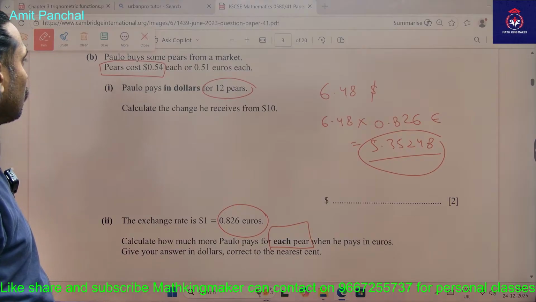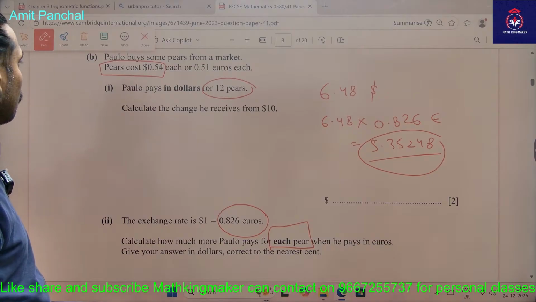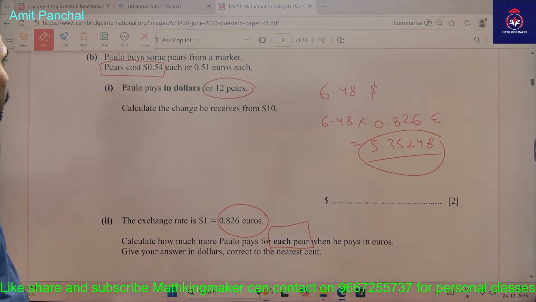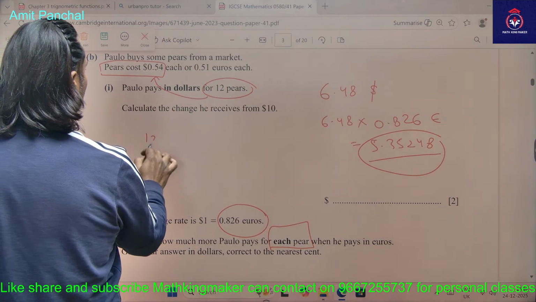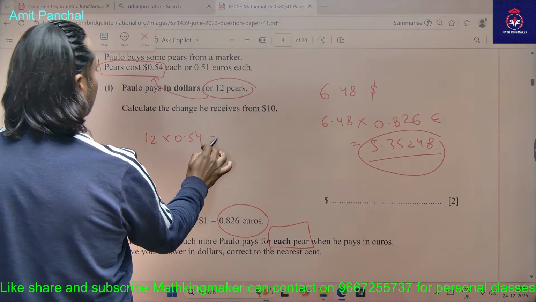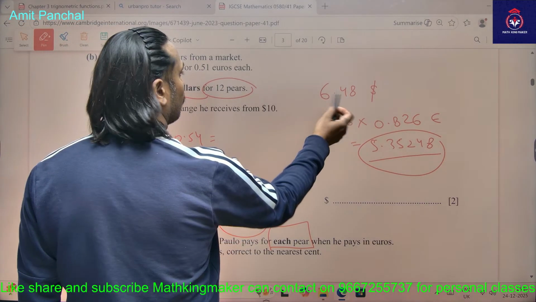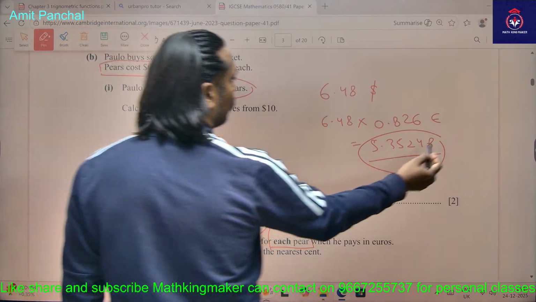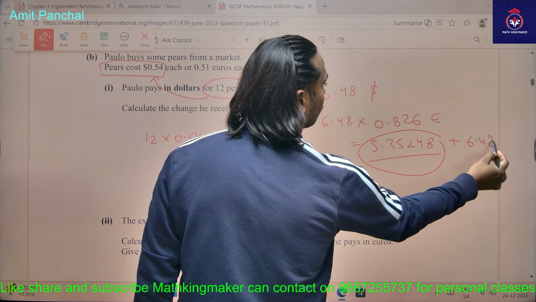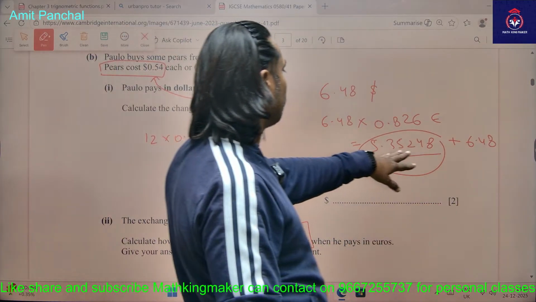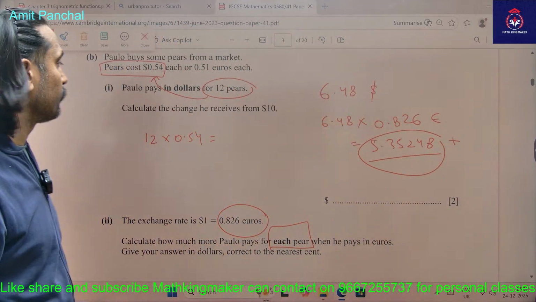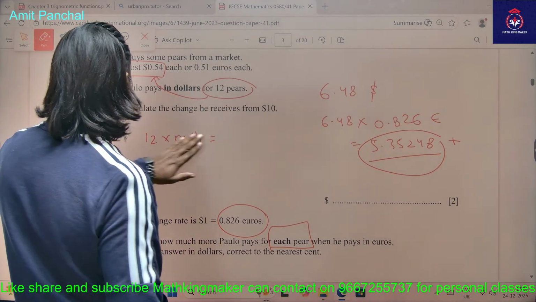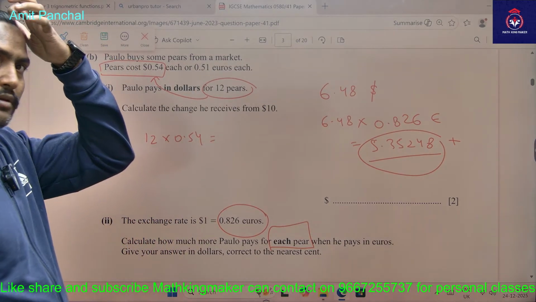The cost for 12 pears in euros, that's 6.12 euros. No. Just find it in dollars only, because the cost of 12 pears, yeah. So find it in dollars. So dollars will be 12 times 0.54. That's $6.48. Yeah, 6.48. So that amount should be added to 6.48, because these, sorry, but that must be in euros. Okay, so I'm still confused. I'm not sure what's happening.